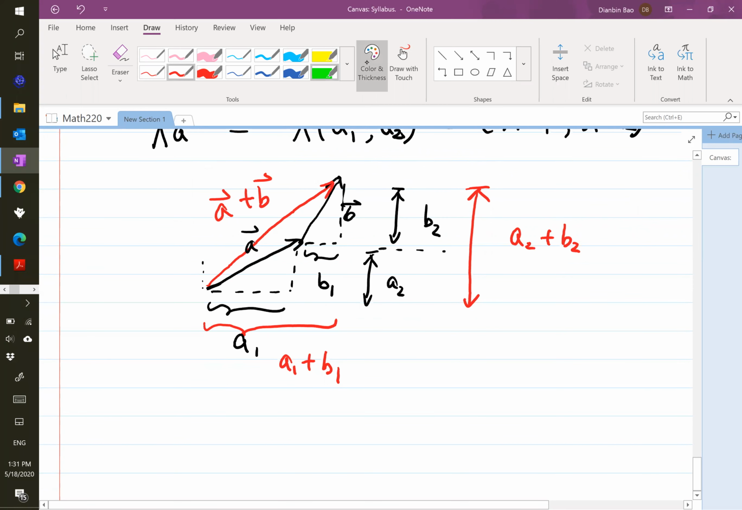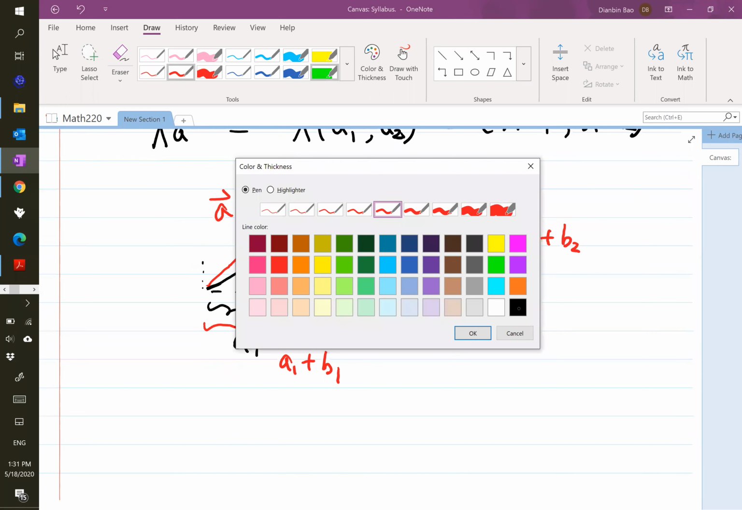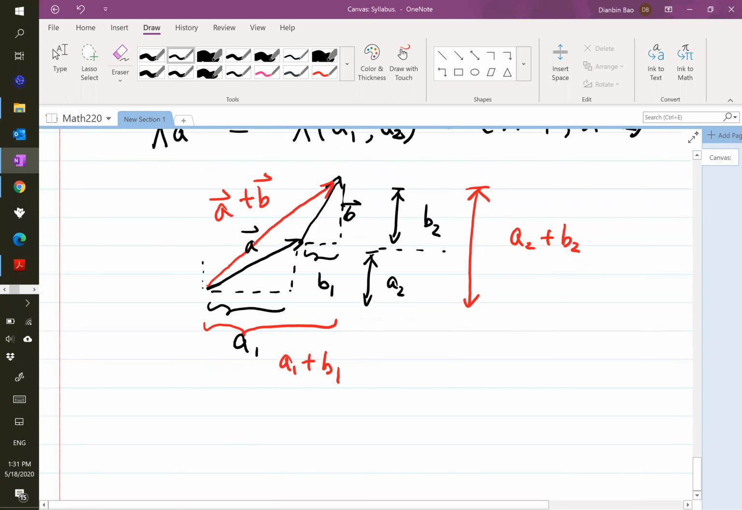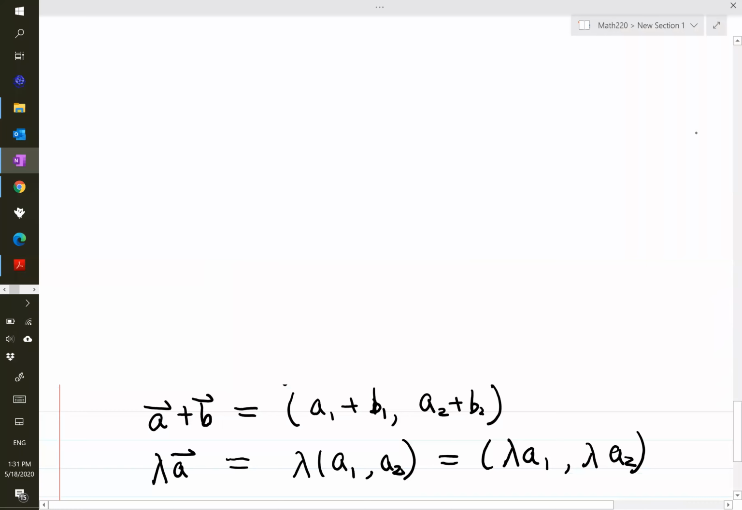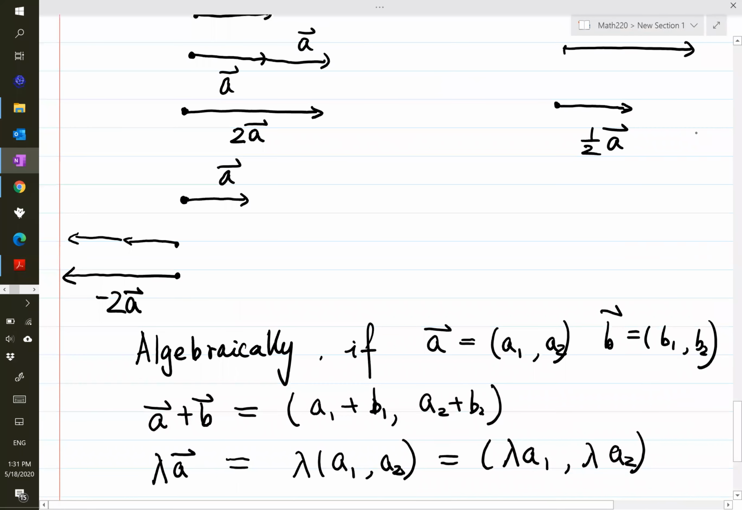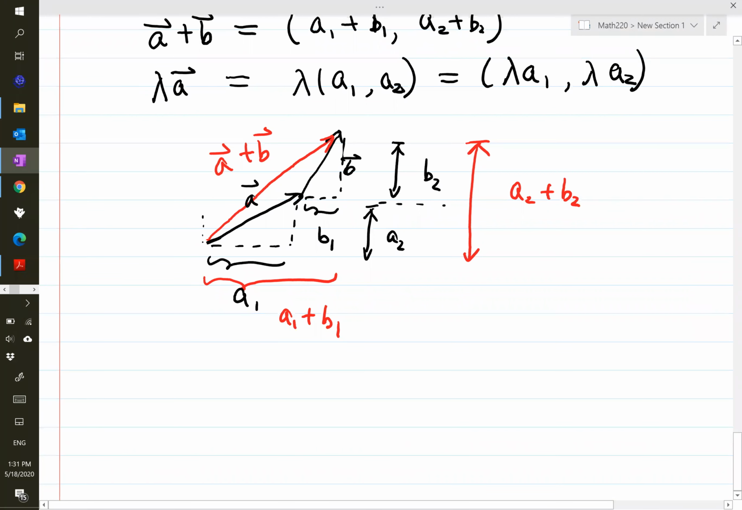So in short, to add two vectors, we simply add their corresponding coordinates. And then to multiply a vector by a scalar lambda, we multiply each of its components, its coordinates, by this scalar lambda, okay?